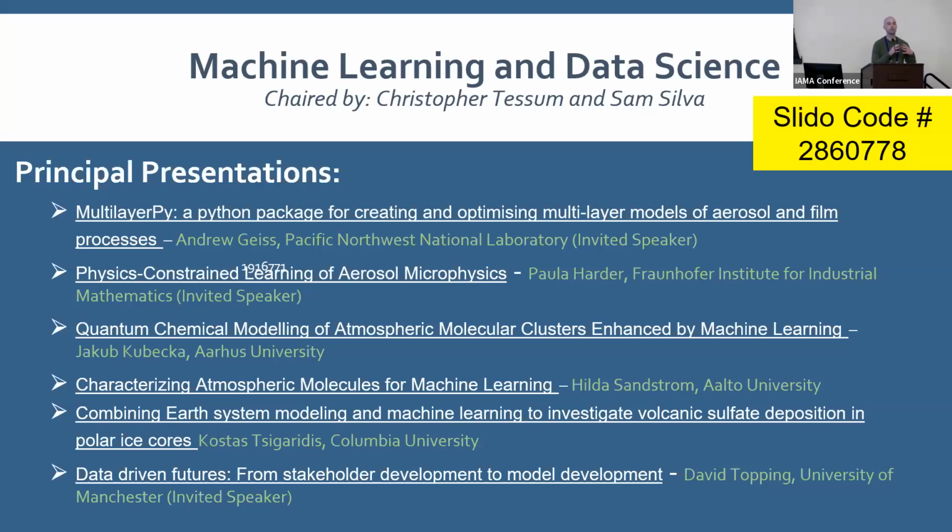Then we'll have a couple more about using machine learning for more kind of basic science types of things, quantum chemical modeling and molecules. Then we'll have one about kind of machine learning and large scale modeling of the Earth system. And then we'll have a final one about kind of looking towards the future, looking at stakeholder development and model development.